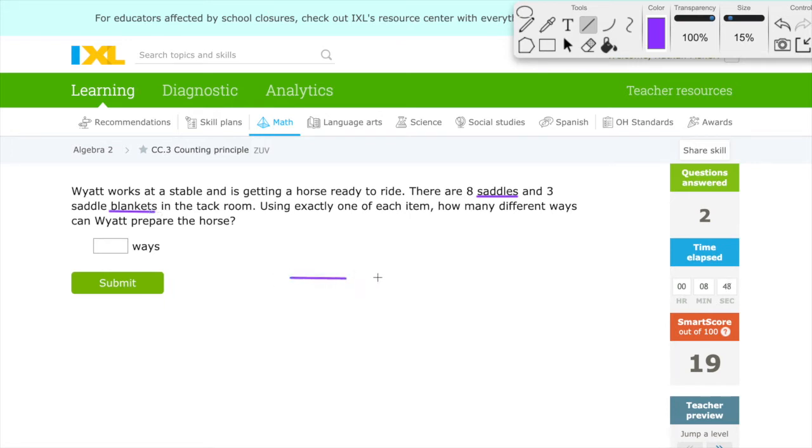So we only have 2 things underlined. We're going to multiply them together. We have 8 saddles and 3 blankets. So if I multiply those 2 things, that would give me 24 different variations to prepare the horse.